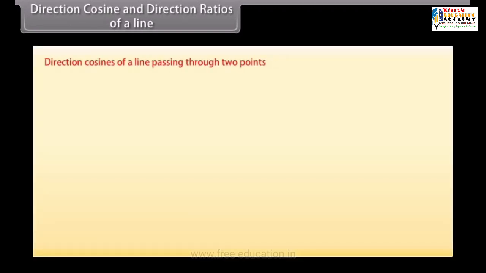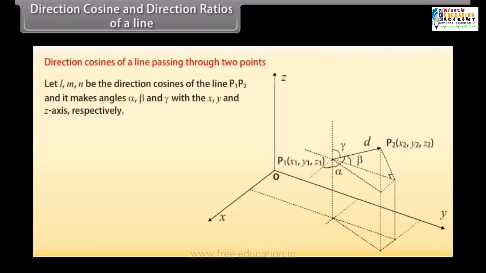Direction cosine and direction ratios of a line. Direction cosines of a line passing through 2 points. Let l, m, n be the direction cosines of the line P1P2, and it makes angles alpha, beta, and gamma with the x, y, and z axis respectively.